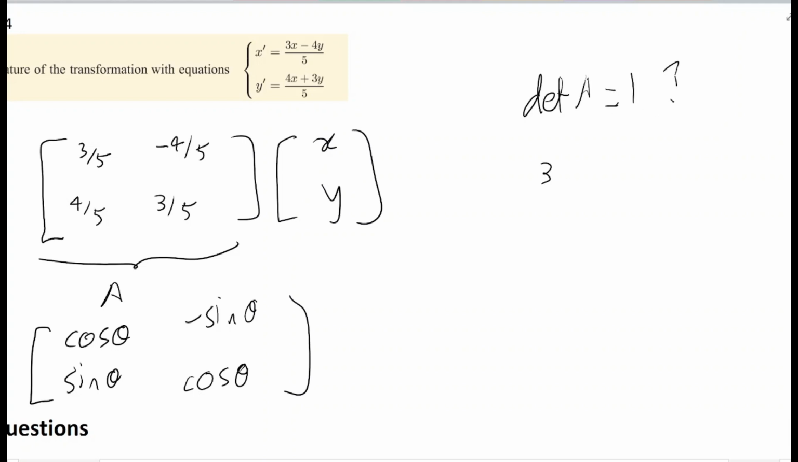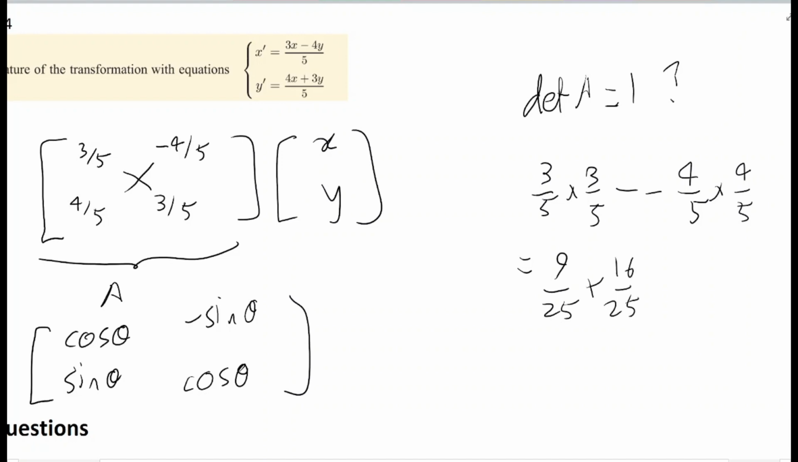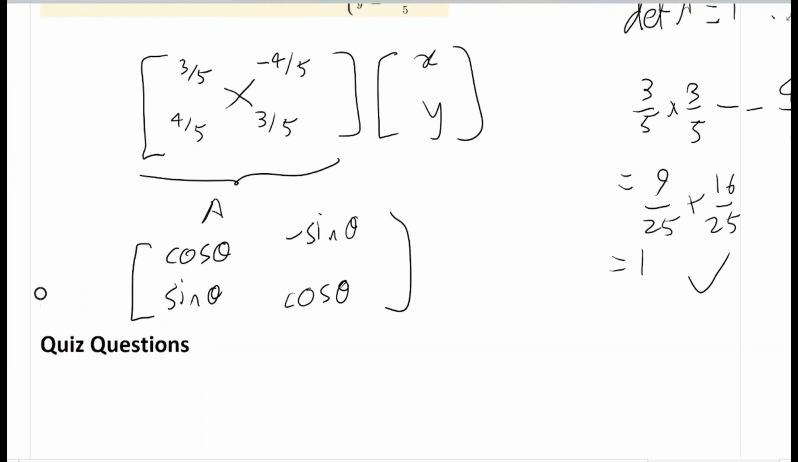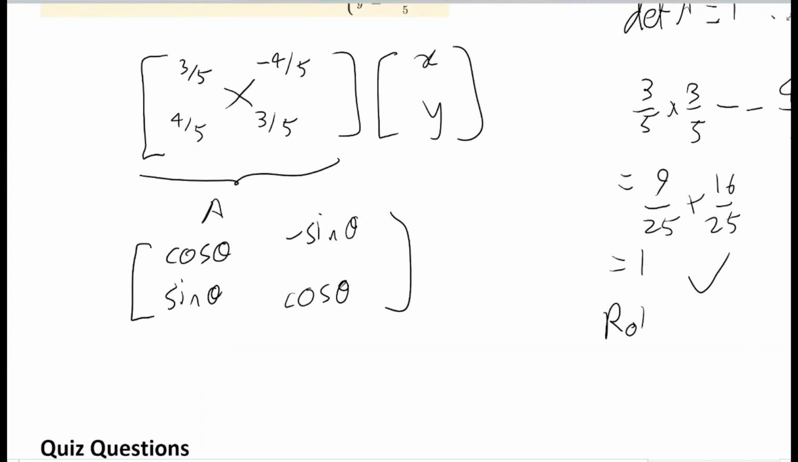To get our determinant of A, that's 3/5 times 3/5, so it's the diagonals. Take the other diagonals, minus 4/5 times 4/5, and we get another negative sign there. That gives us 9/25 plus 16/25. So the determinant of A is definitely 1. So we know we have a rotation. Now we just have to figure out what it is.